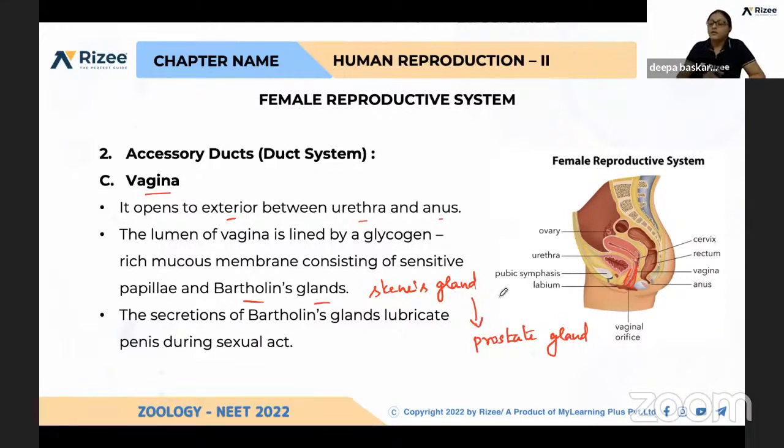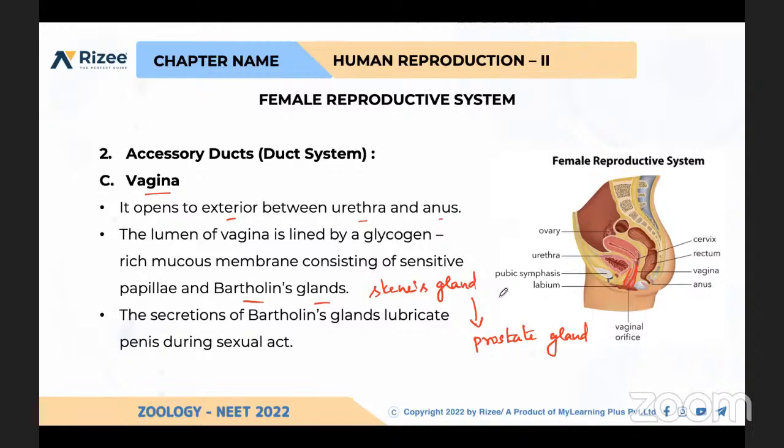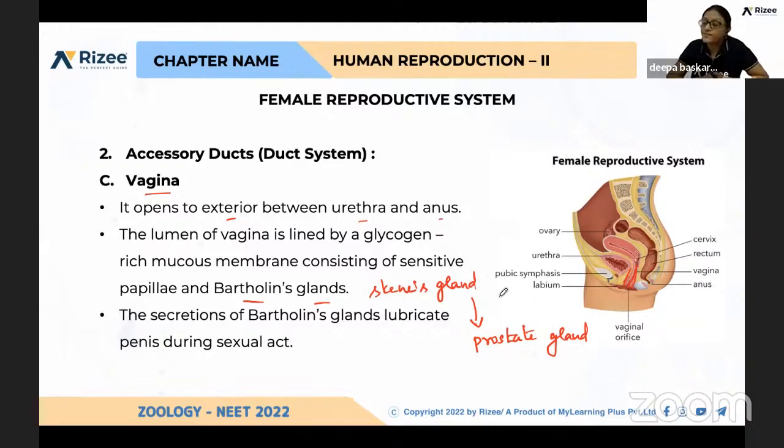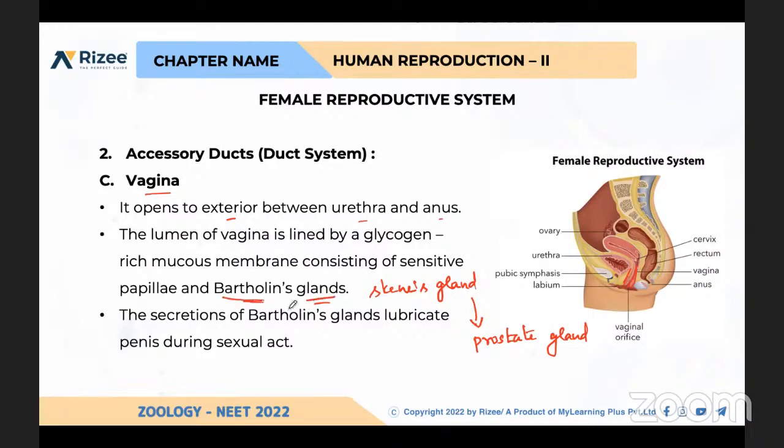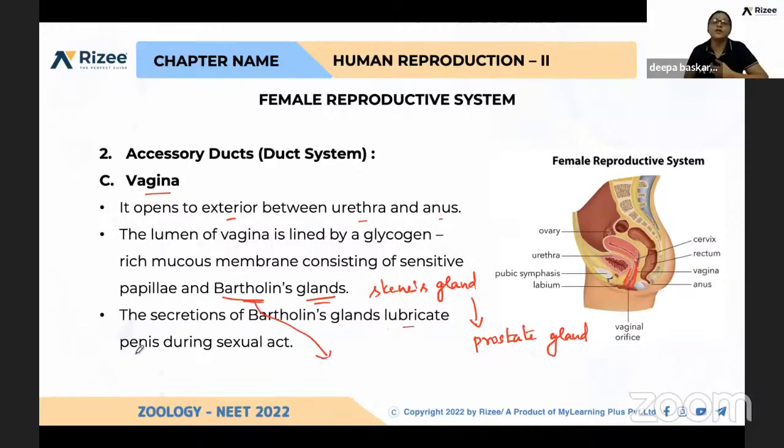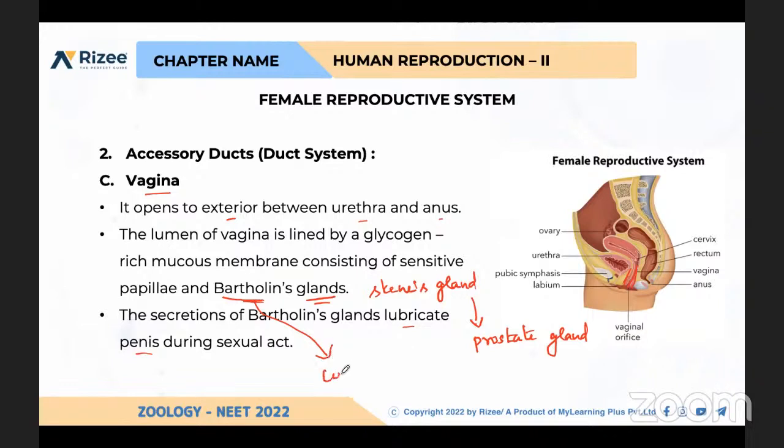Tell me. Produce seminal plasma, yeah, how much percentage? 30%. Yeah. Again, the major role of the Bartholin's gland is lubrication during intercourse. So which male accessory gland is similar to Bartholin's gland, tell me. Cowper's gland, very good.